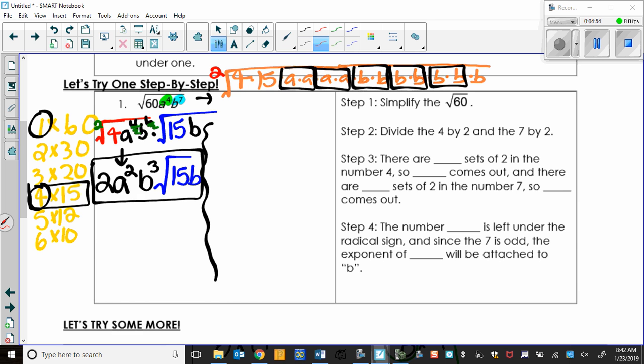So what I'm going to do now is the same process I've done before. I'm going to write the perfect square on my left-hand side. So my non-perfect square over here.